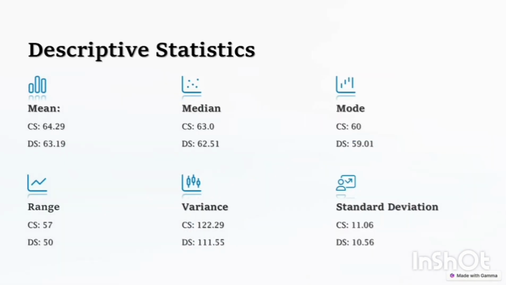Descriptive statistics. Now let's compare some key descriptive statistics. The mean of CS is 64.29, which is slightly higher than the mean of data science students. And if we talk about median and mode, both groups have approximately similar median and modes. However, computer science students show a wider range, variance, and standard deviation, indicating more diverse scores compared to data science students.